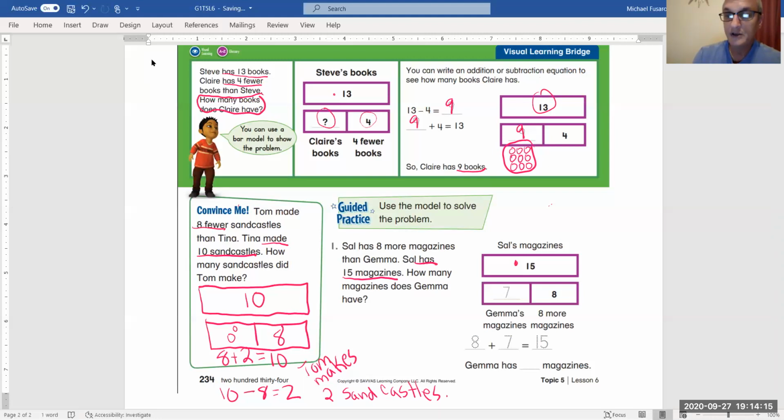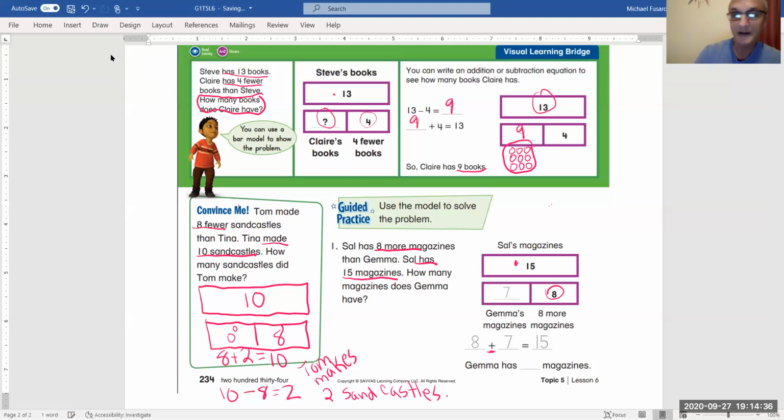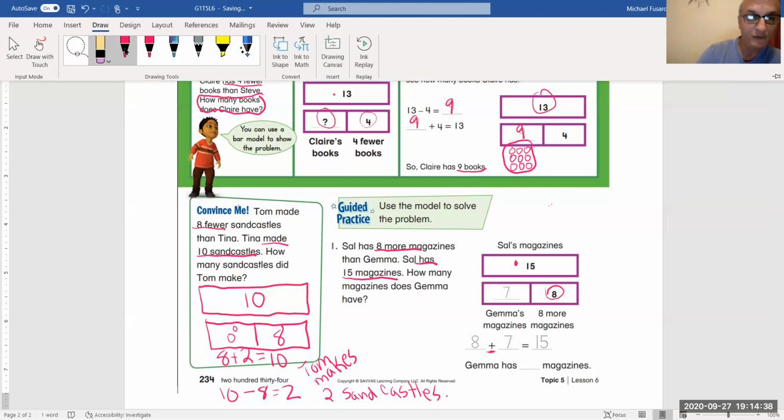And we know that Sal has 8 more magazines than Gemma. And that 8 is a part, because we're going to, that's right, boys and girls, you saw it down here, we're going to add. So now we have to find the magic number up here. Well, just like I did last time, I'm going to count on and draw my circles, even though I know they have it written in there, but I want you guys to get into a habit of that.